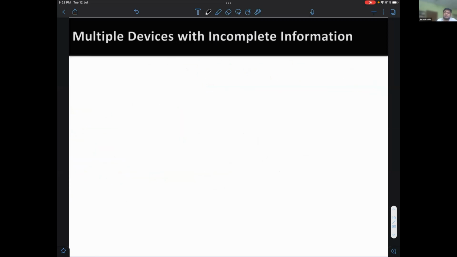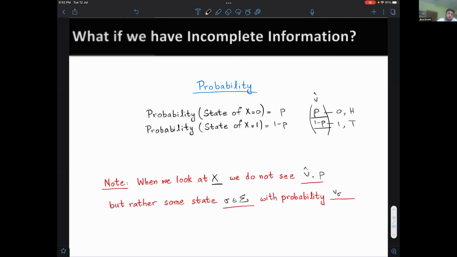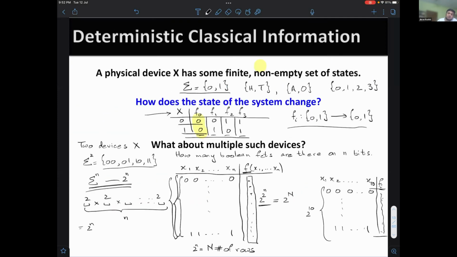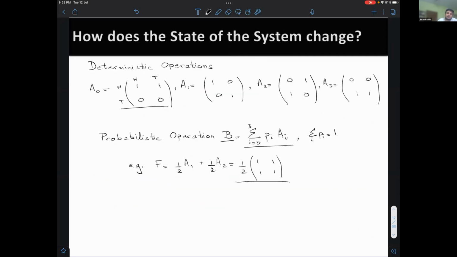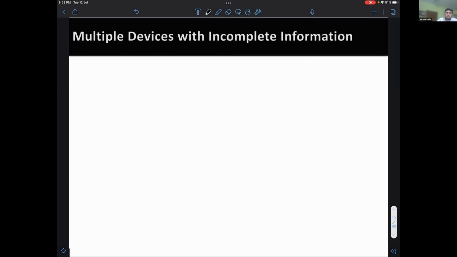Okay, so what if I did have multiple devices now and I had incomplete information about them? How do I join together the information about multiple devices? For perfect information, I kind of already saw this computation right in the beginning, where I computed this set sigma 2. Well, now I've got two different probability vectors. They may be identical probability vectors, but still two different, right?